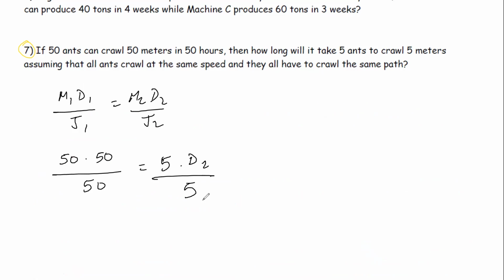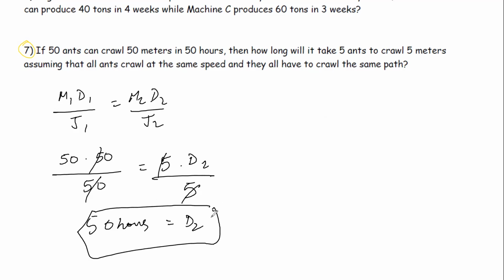So read the question. 50, 50 goes, 5, 5 goes. So you get 50 hours. How much time? 5 ants take to crawl 5 meters. They take 50 hours. That's incorrect. Why is it incorrect? Understand the question. 50 ants can crawl 50 meters in 50 hours.